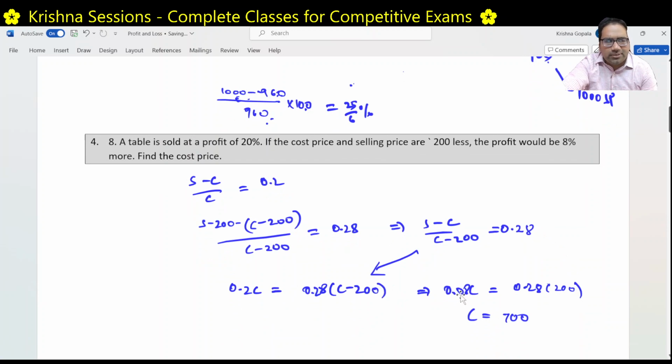Right. What that means? 0.28 C minus 0.2 C, this 0.08 C, is equal to 0.28 into 200. That means C equal to 700. What is C? The cost price. The cost price of the table is actually 700 rupees.